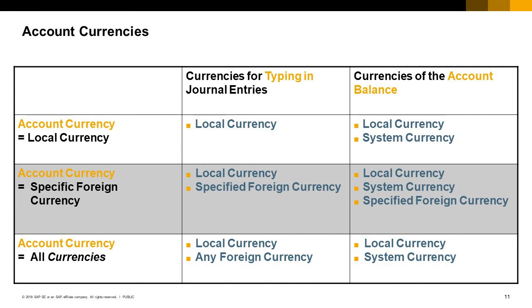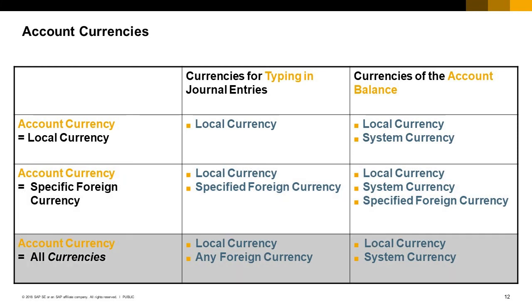In the second row, the account currency has been set to a specific foreign currency. In that case, you can enter journal entries in the local currency as well as the specified foreign currency. You can display the account balance in the specified foreign currency as well as in the local and system currencies. This account is reconciled in foreign currency.